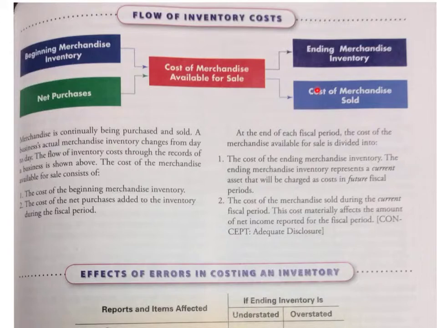So the two parts are the ending merchandise inventory, which we have left over. These are current assets that we're going to use in the future, and then also the cost of merchandise sold during this period. How much we spent on that stuff has an effect on our net income. Because if we bought the pens for 90 cents and sold them for 91, that's probably not going to cover our other costs, okay? So we want to know how much it cost us to sell these things.